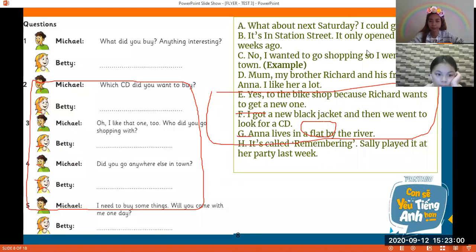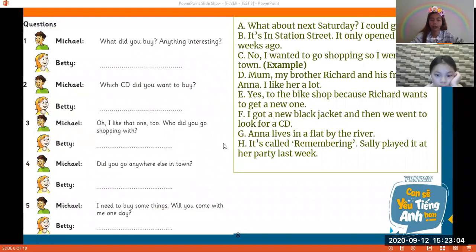Okay. Read number 1. What did you buy? Anything interesting? Yes, to buy soap because Richard wants to get a new one. What letter is your answer? E. Okay, number 1 is letter E. Number 2.